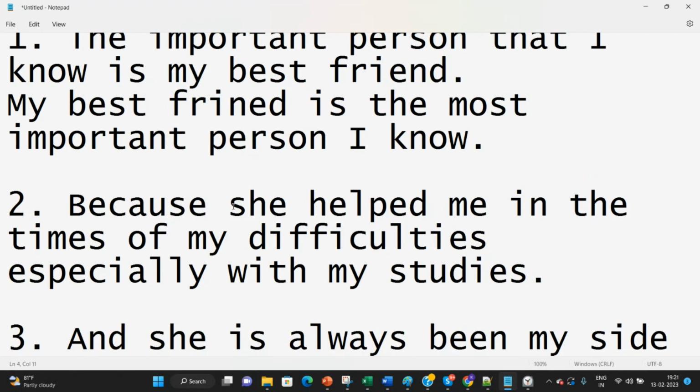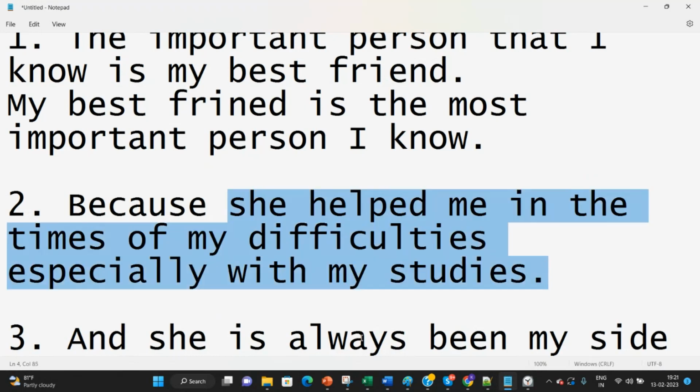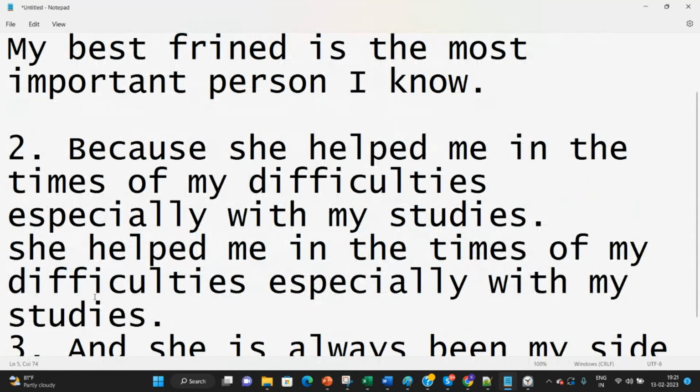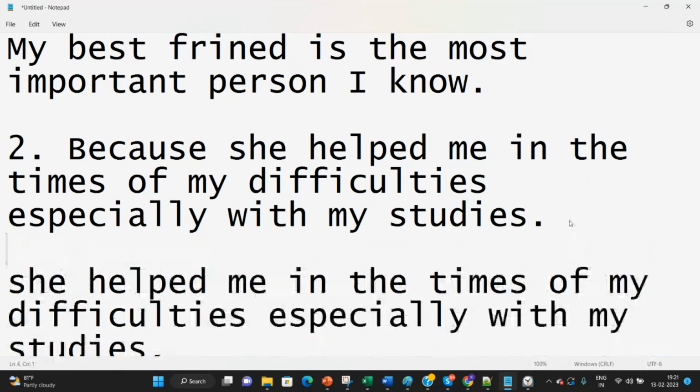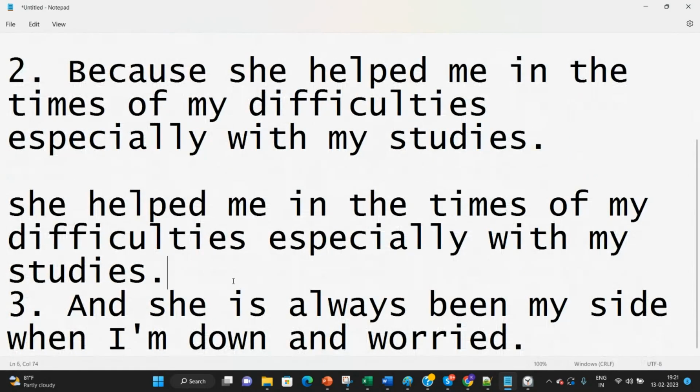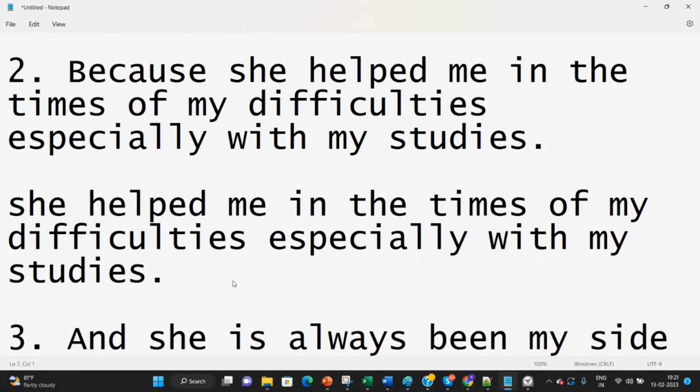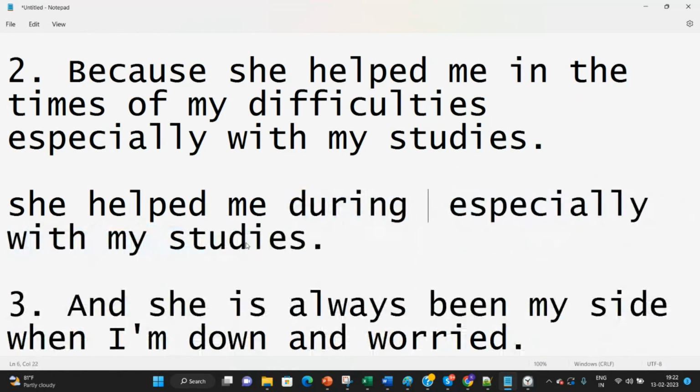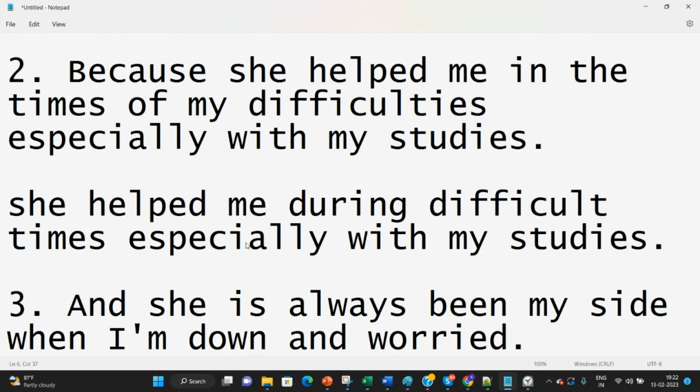You can have the rest of the line as it is with some modification. Right? So it says, she helped me in the times of my difficulty. See, whenever you write about something, it is important in English to keep it short and avoid use of more articles and unnecessary prepositions like the, at, a. We should not use many of them in one sentence. So she helped me in the times of my difficulties, instead of saying that, she helped me during difficult times. See how simple the sentence has become now.